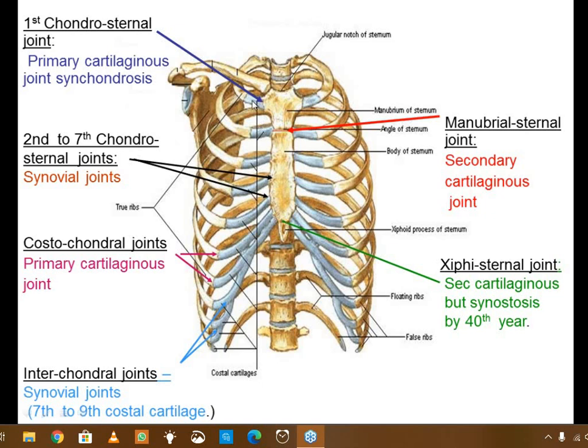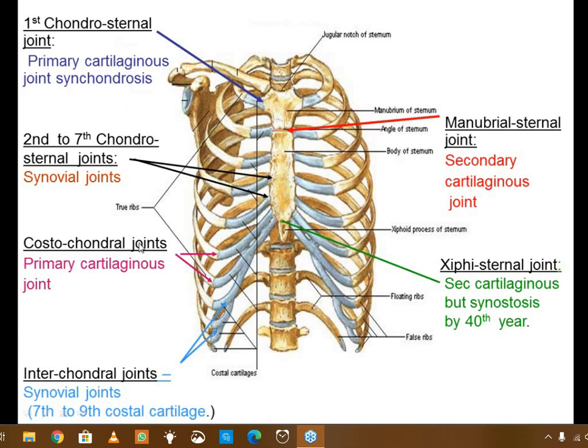First costal cartilage with the sternum, that is, the first chondrosternal joint, is a primary cartilaginous joint. No movement is possible over here. The second, third, fourth, fifth, sixth, and seventh chondrosternal joints are plain synovial joints. That is, for these costal cartilages with the sternum, movement is possible.